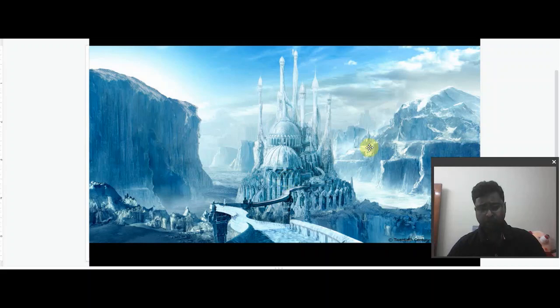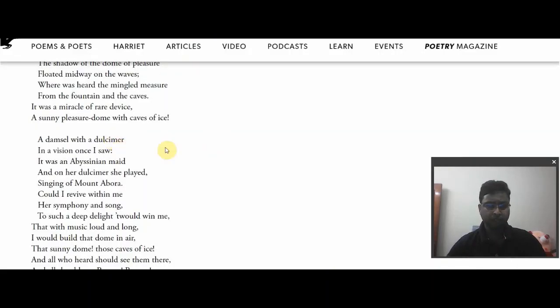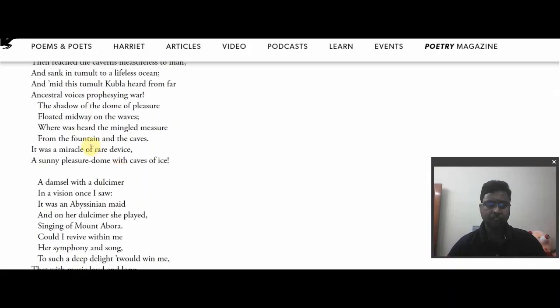Now, the river, of course, if we go back to the text, if we note the lines, the river originates from a mountain, a mighty mountain, where the mighty fountain is actually working as its source. So that's why the wild nature is the source of this river. It was a miracle of rare device, a sunny pleasure dome with caves of ice. That's why art, which is artificial, must nurture, foster whatever is wild, whatever is natural.